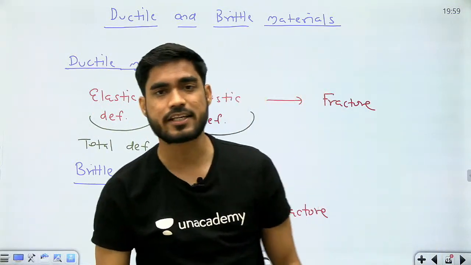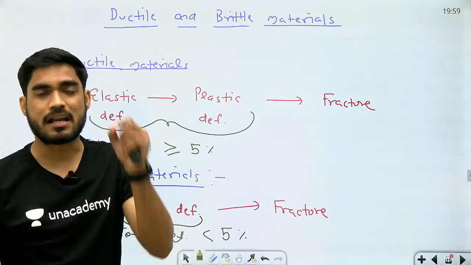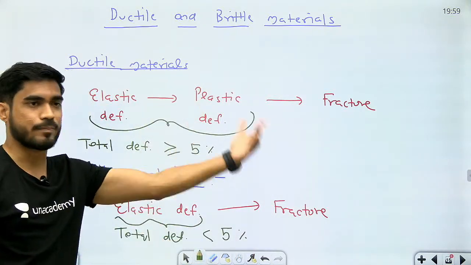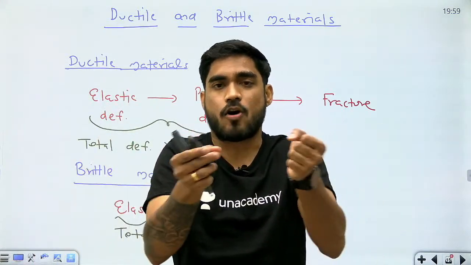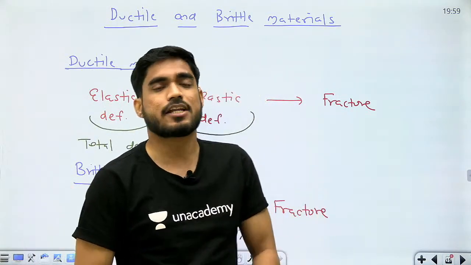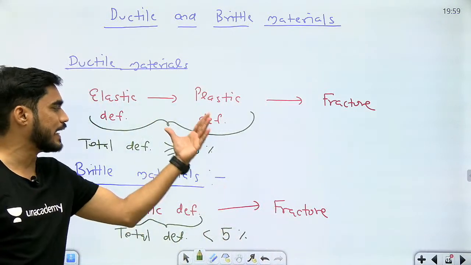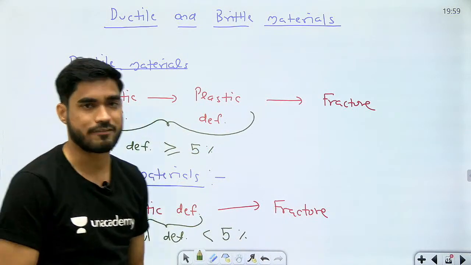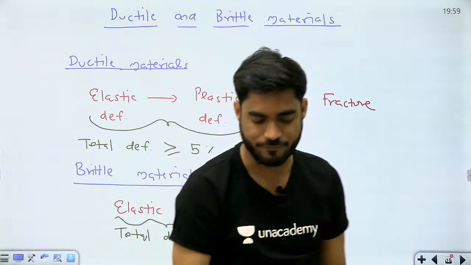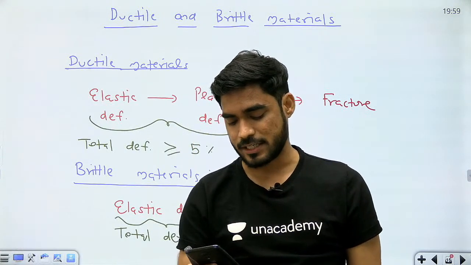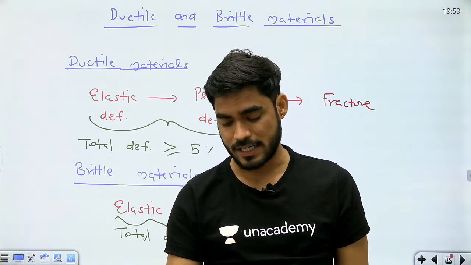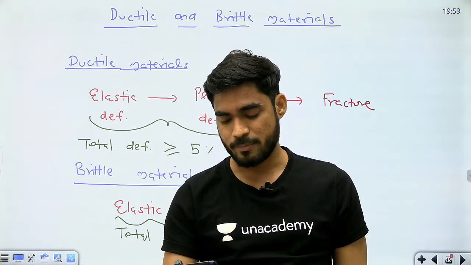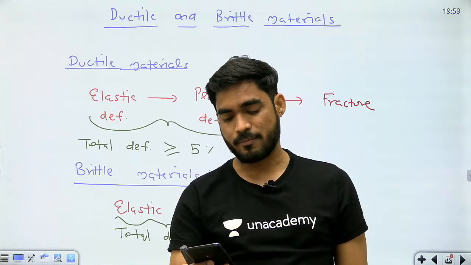So if someone asks you how you will determine whether a material is ductile or brittle, what you are going to do? You are going to apply the load on the rod of both the materials and you will see whether the deformation is greater than 5 or less than 5. If it is equal to or greater than 5%, then it is ductile material, and if it is less than 5%, then it is brittle material. So that is the difference between ductile and brittle material.